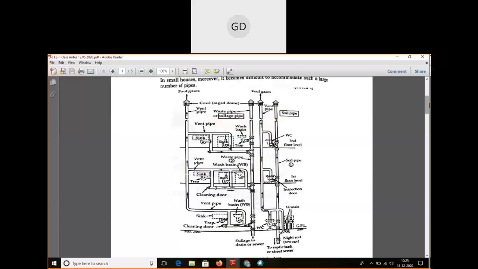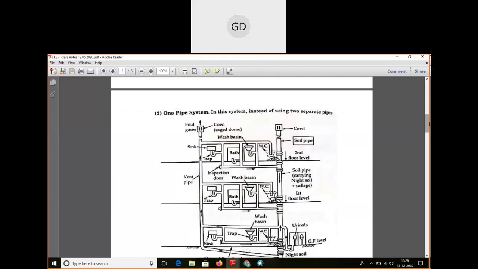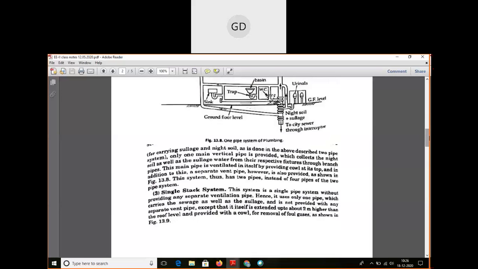So next is your one pipe system. What is a one pipe system? In the two pipe system we use two pipes for carrying the sludge and the night soil. Here, only one main vertical pipe will be provided, as the name suggests, one pipe system. So there will be only one main vertical pipe, and that will collect the night soil as well as the sludge water from the respective fixtures through branch pipes.